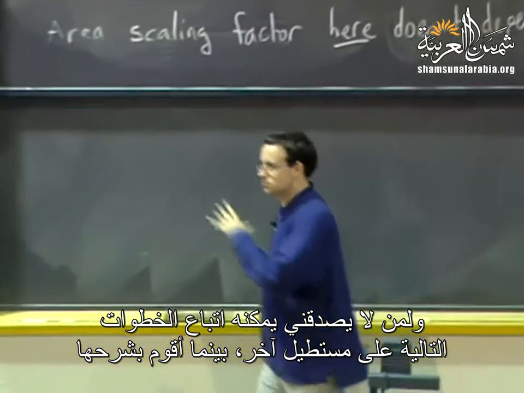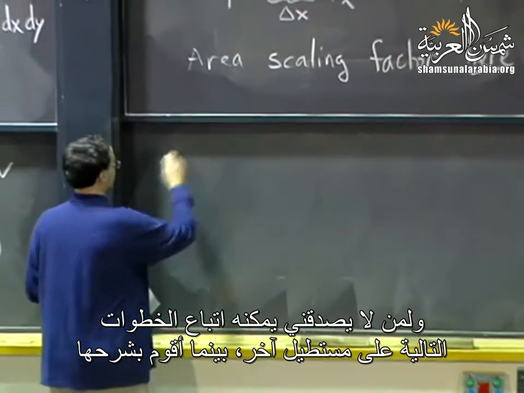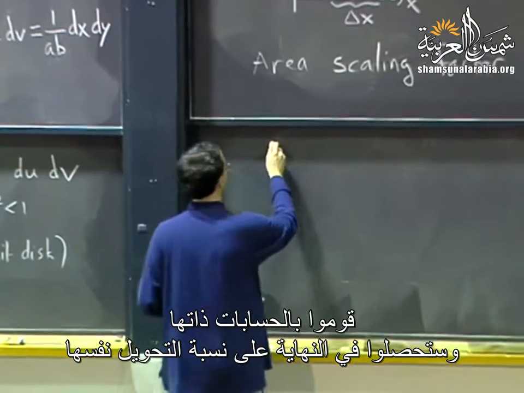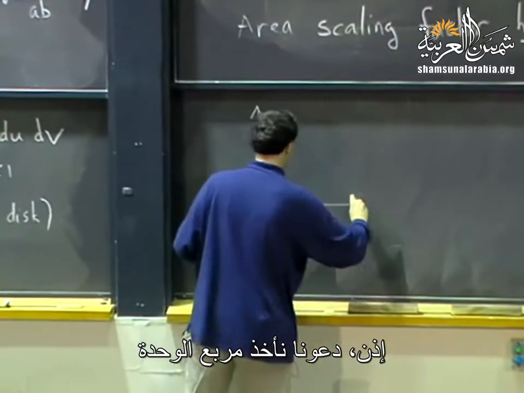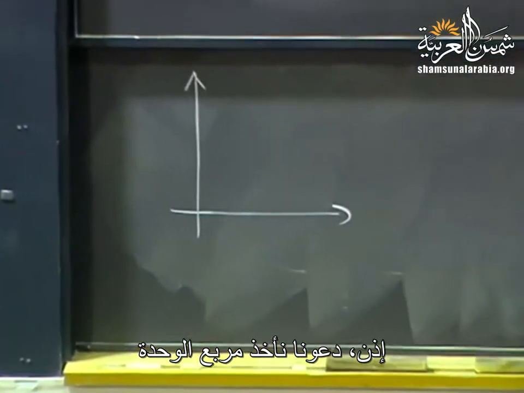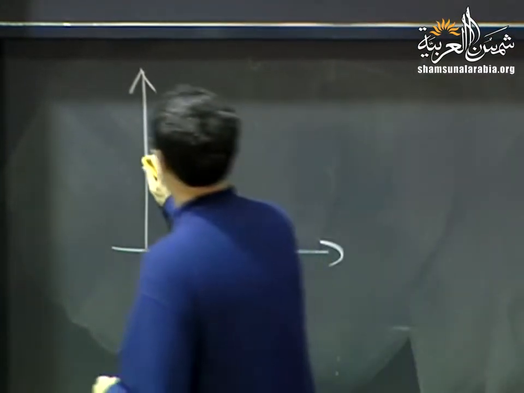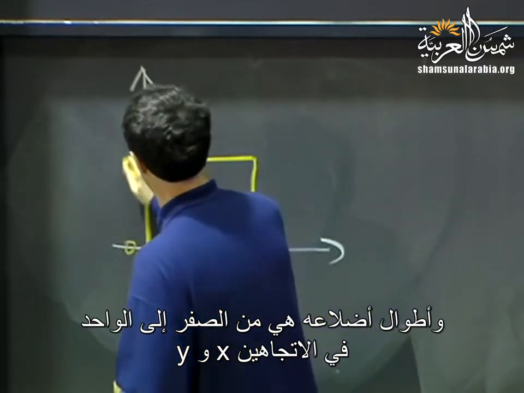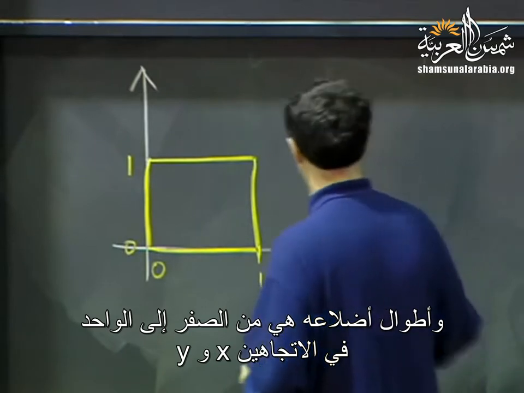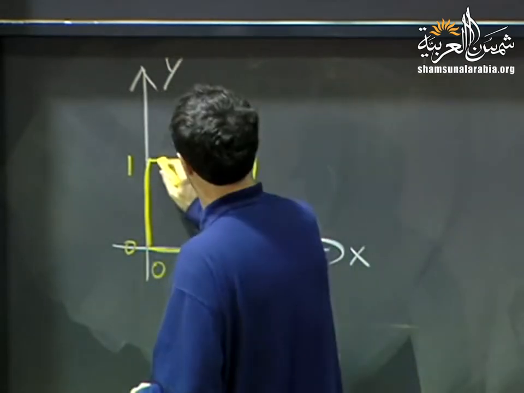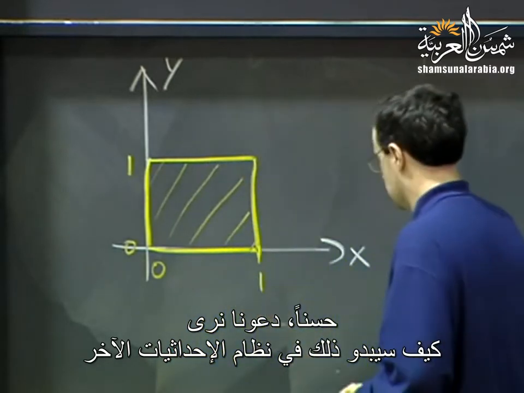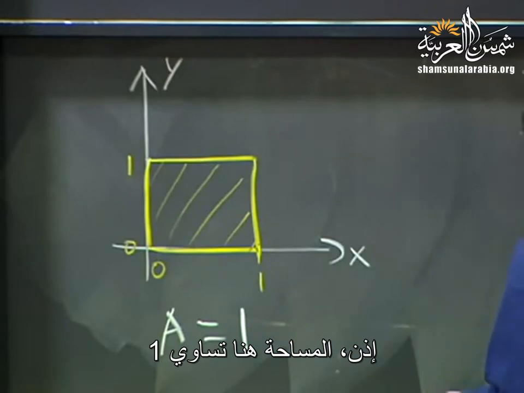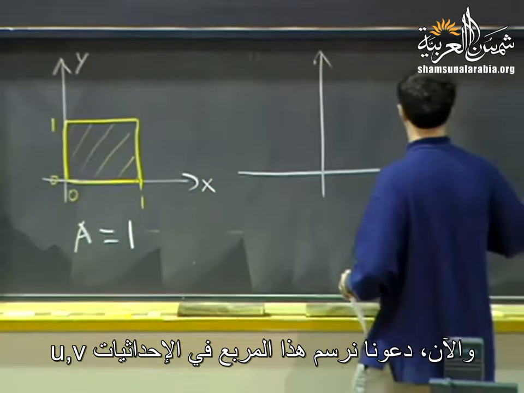And if you don't trust me, then while I'm doing this one, do it with a different rectangle, do the same calculation, and see that you will get the same conversion ratio. So let's say that I take the unit square, so something that goes from 0 to 1, both in x and y directions. Okay, and let's try to figure out what it looks like on the other side. So here, the area is 1. Let's try to draw it in terms of u and v coordinates.